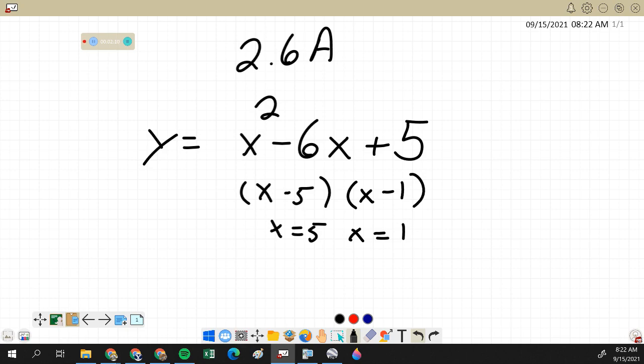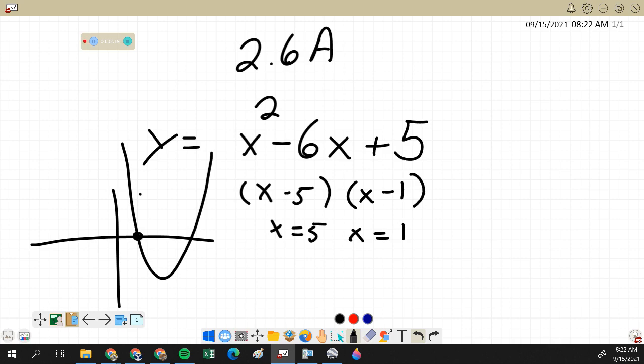But where is the vertex? Well, I know the parabola is going to look like this. And that's a 1. And that's a 5. Where would that point be? How would you figure that out? Well, you need to go halfway between 1 and 5. What is halfway between 1 and 5? 3. So 1 plus 5 is 6, and 6 divided by 2 is 3.